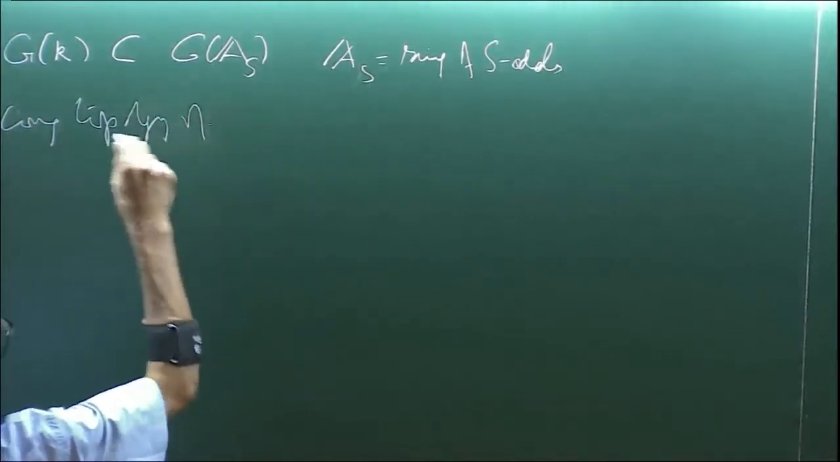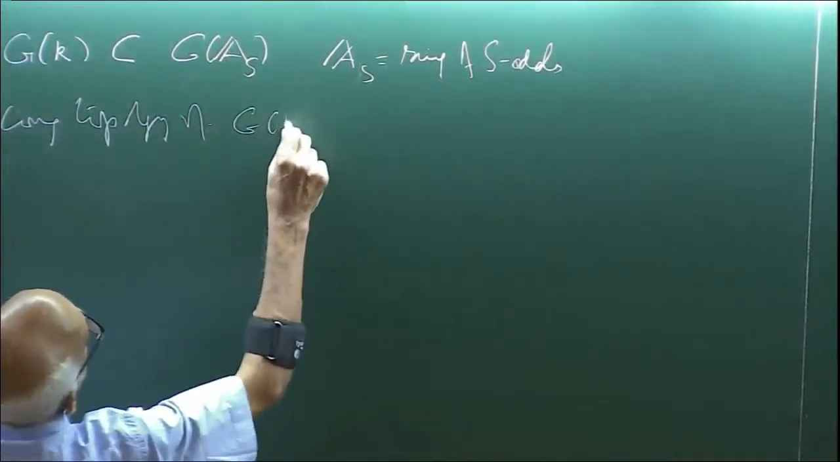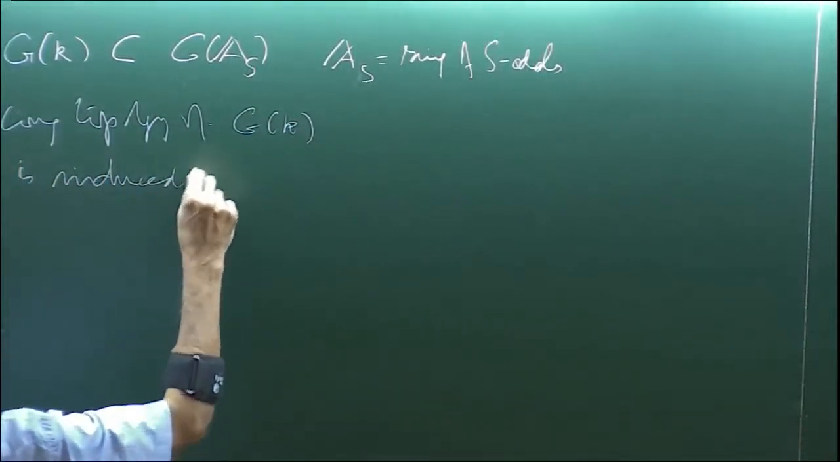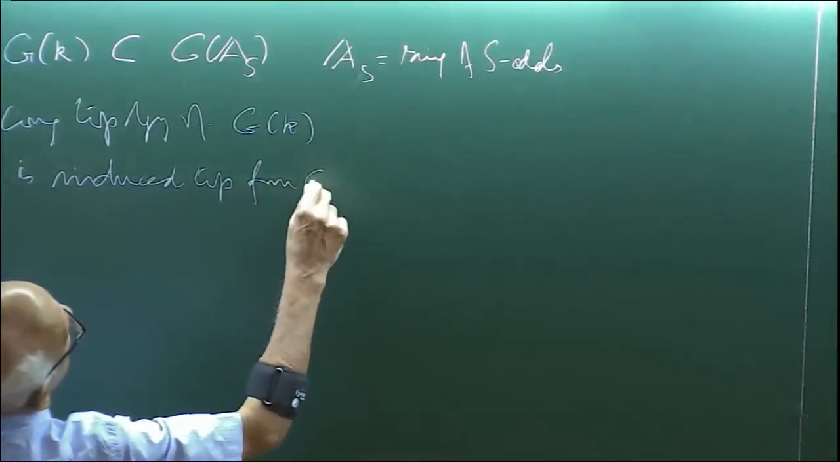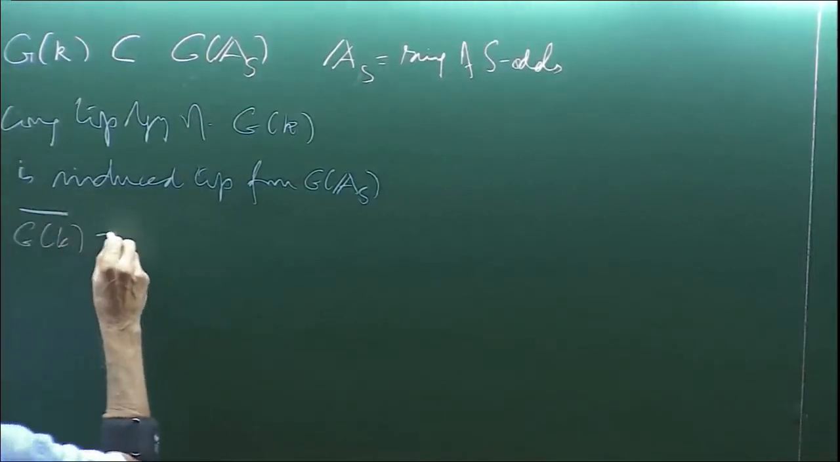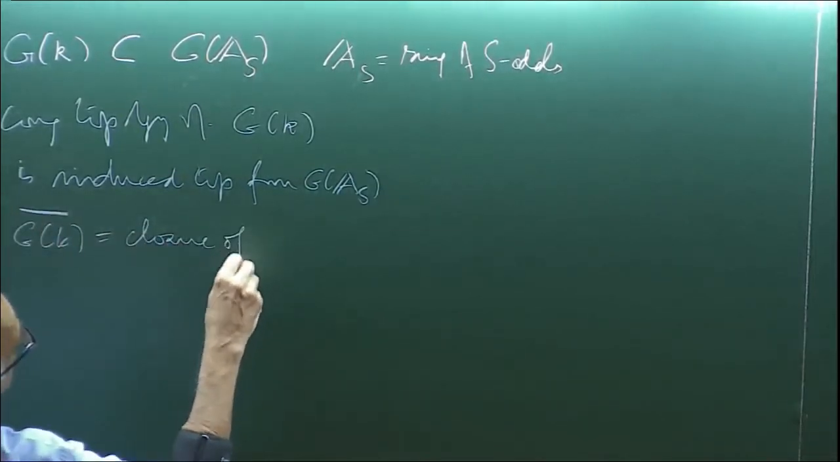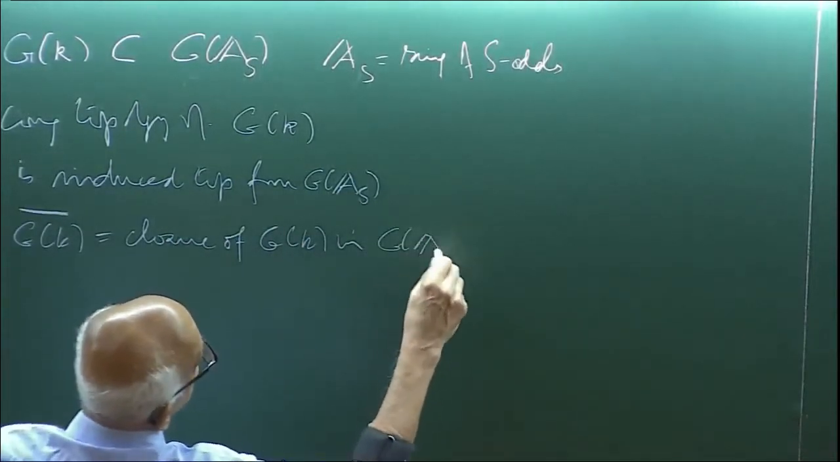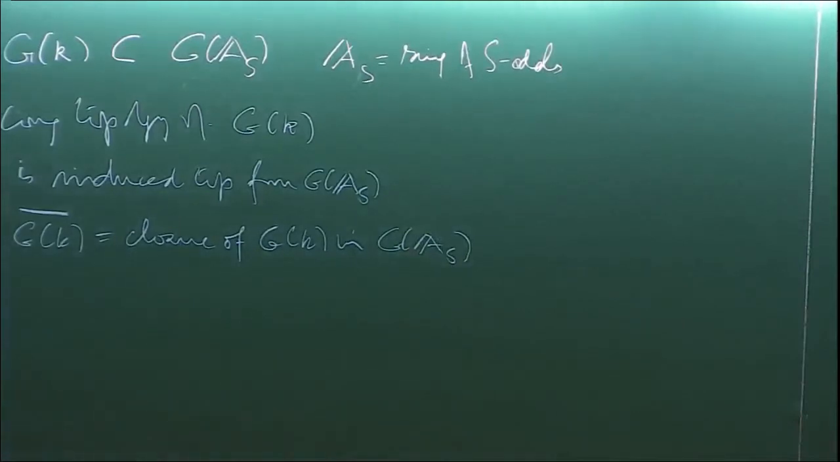The congruence topology on GK is the induced topology from GAS. And what I call GK bar is nothing but the closure of GK in GAS. One makes a distinction between these two because GK in general is not dense in GAS.